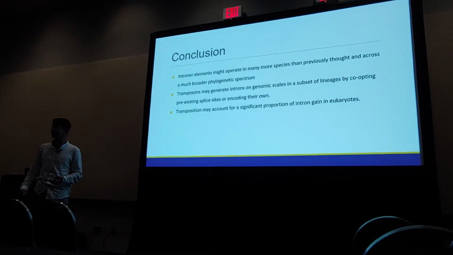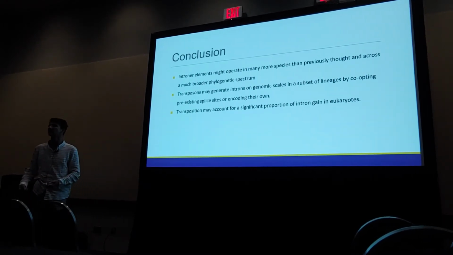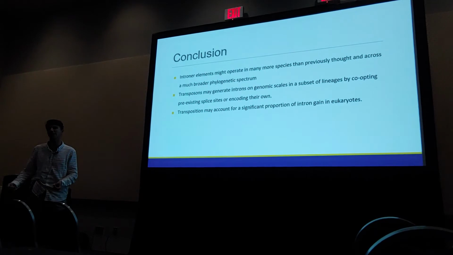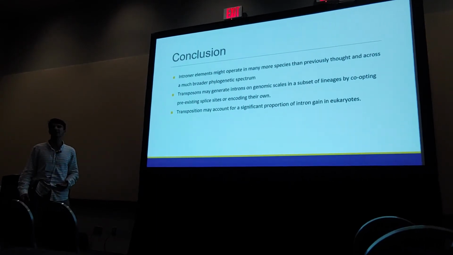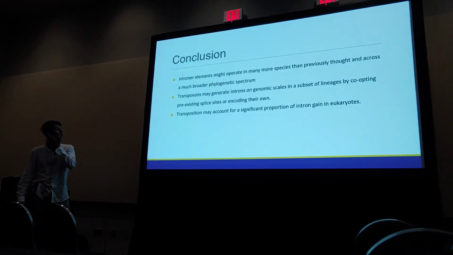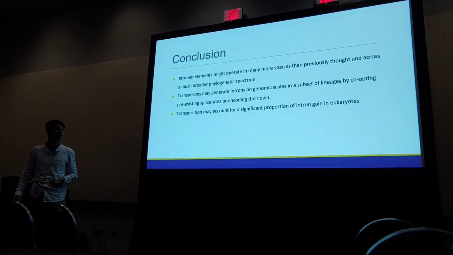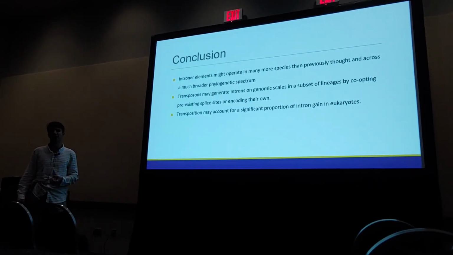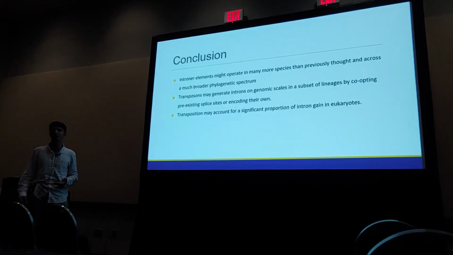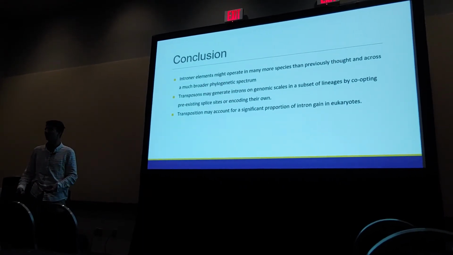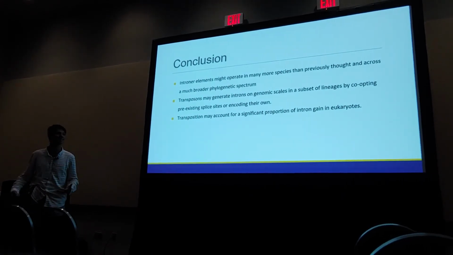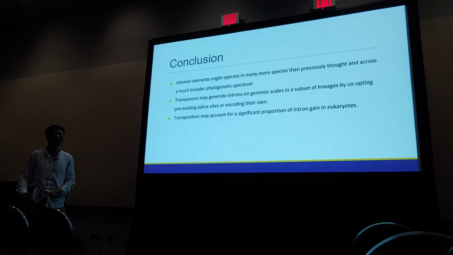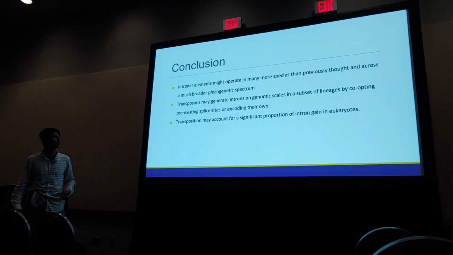It's possible that some of these events we're finding are actually transposons inserting into exons and co-opting splice sites, and may not contain either splice site within their actual sequence. And we're really excited about that. But that's slightly different than introner elements. And transposition may account for a significant proportion of intron gain in eukaryotes, but we don't have strong evidence for that until we finish the last part of our pipeline. We aren't able to give a proportion or a percentage of intron gain events that we can attribute to transposition.